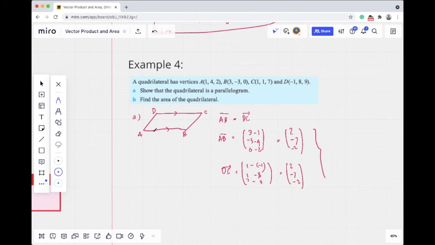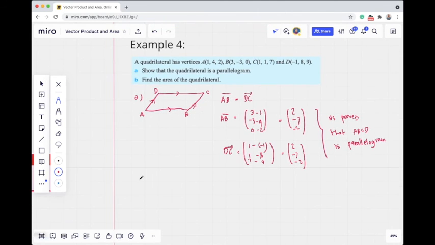Because these are the same vector, of course AD will be the same as BC. So it's proven that ABCD is a parallelogram. Okay, and then let's find the area of the quadrilateral. To find the area of the quadrilateral, we need to know one of the angles, theta.